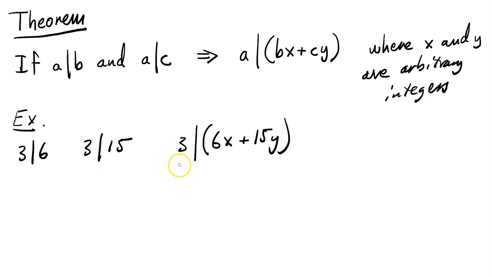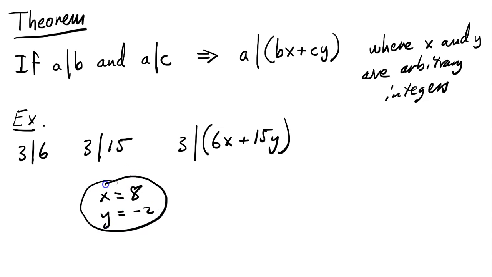Okay, so that's the content of that. For example, let me choose some random values here. Let me choose x equal to 8 and y equal to minus 2, just to choose something. So let's put it in here. Then we get that 3 should divide 6 times 8 plus 15 times minus 2.